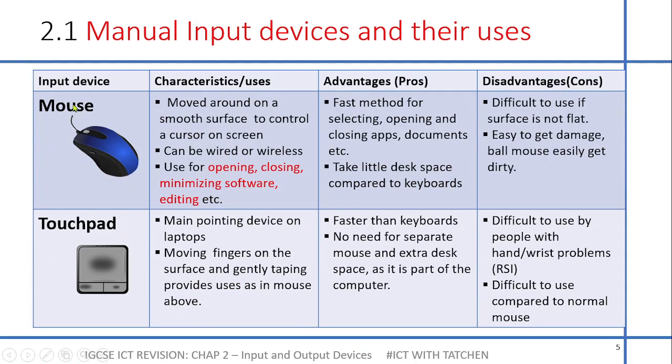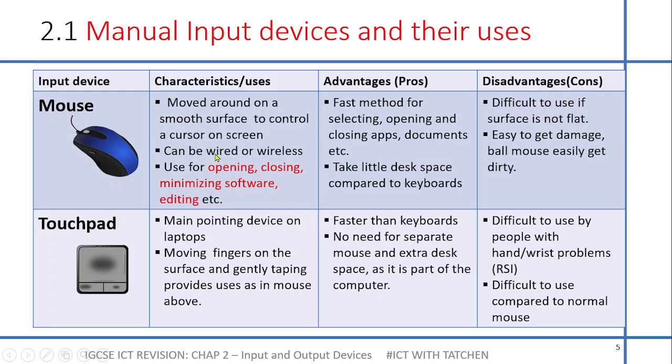Now, the next manual input device is the mouse. A mouse is also very common. You just move around on a smooth surface to control your cursor, like what I'm doing now. I'm moving my mouse on a smooth surface.